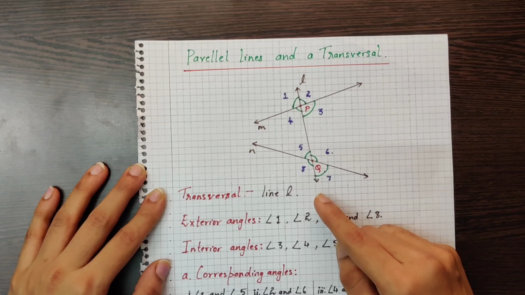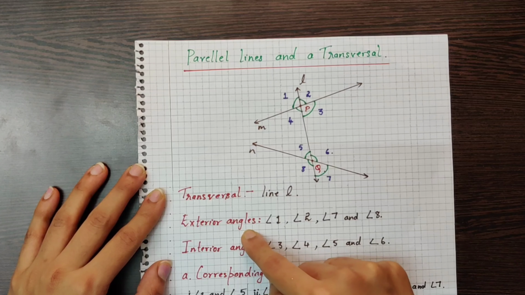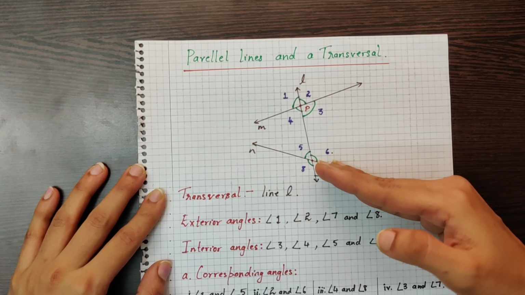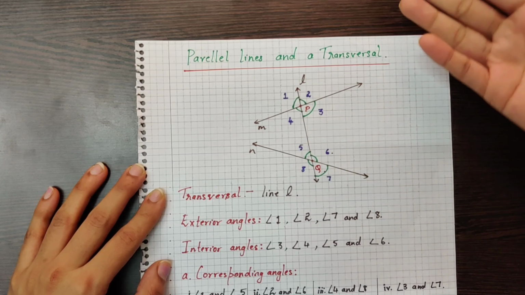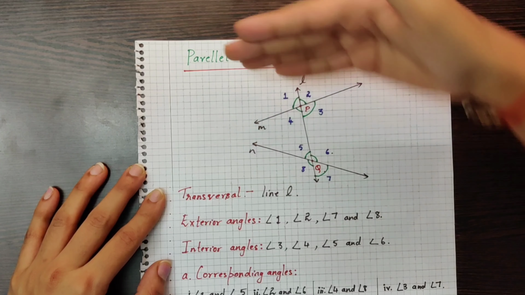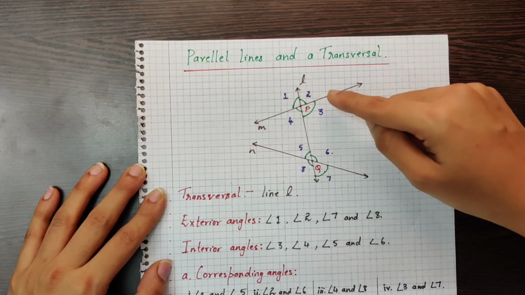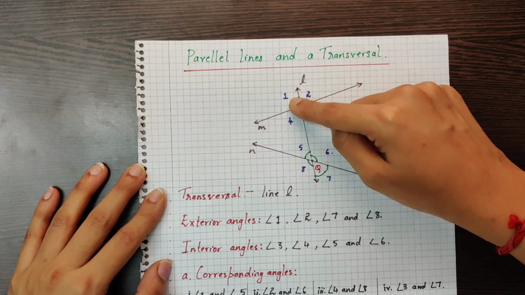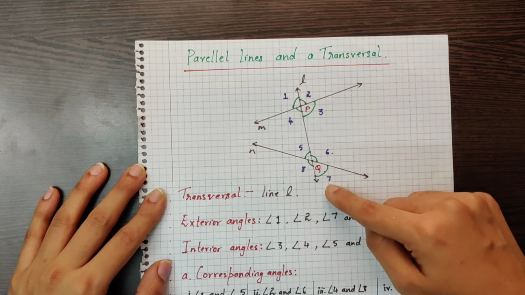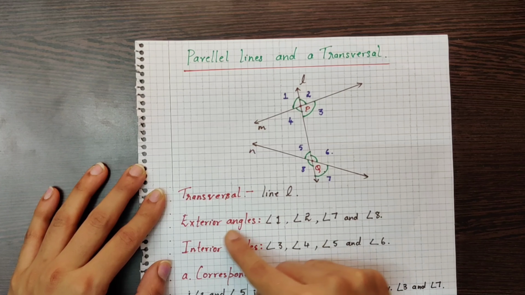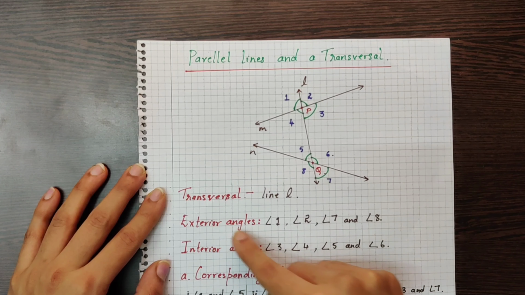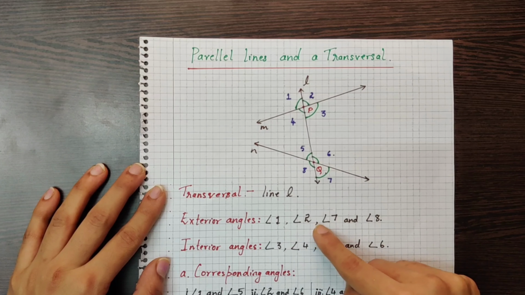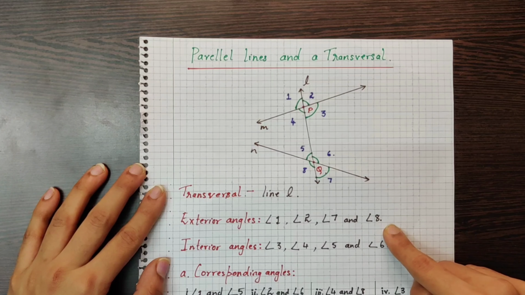Now the first one is exterior angles. When we see these two lines M and N, the exterior part of it is on this side and on this side. So therefore, the exterior angles are angle 1, angle 2, angle 7 and angle 8. That's what is noted down here. Exterior angles: angle 1, angle 2, angle 7 and angle 8.